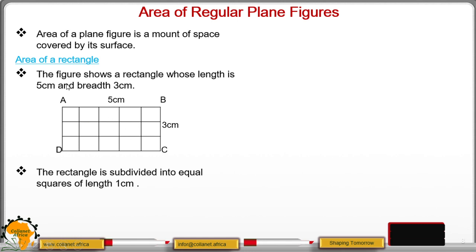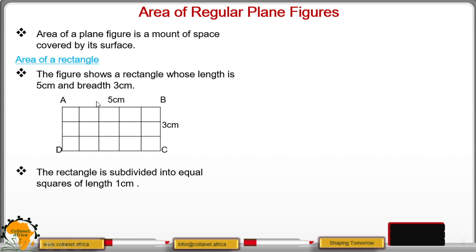And now, for us to get the area, we first of all subdivide this rectangle into equal number of squares. That is, the square is 1 centimeter by 1 centimeter. So we can say that the area of one square is 1 centimeter squared. Then after subdividing, we count the number of squares. We have 1, 2, 3, 4, 5, 6, 7, 8, 9, 10, 11, 12, 13, 14, and 15.